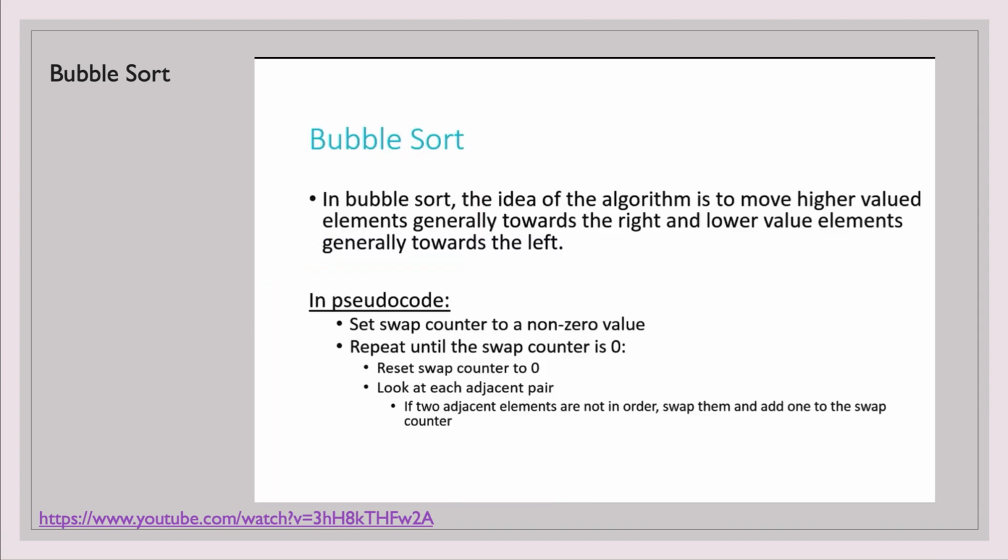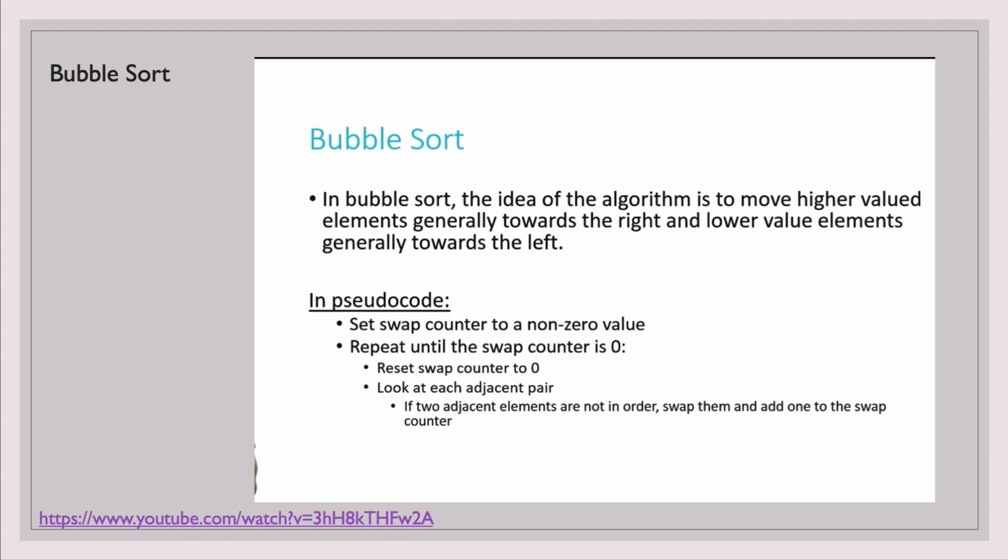So the basic idea behind bubble sort is this: we generally want to move higher valued elements to the right and lower valued elements to the left, as we would expect. We want the lower things to be at the beginning and the higher things to be at the end. How do we do this? Well, in pseudocode, we could say, let's set a swap counter to a non-zero value. We'll see why we do that in a second.